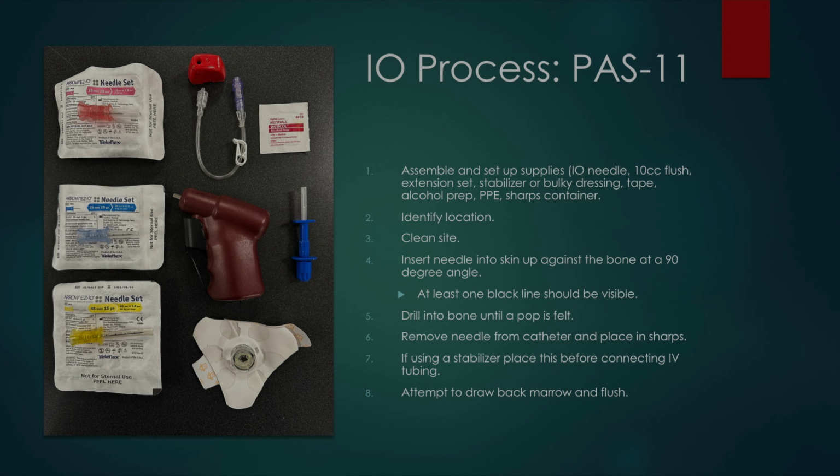Activate the drill and advance the needle into the bone until a distinct pop is felt, indicating entry into the medullary space. Remove the stylet and immediately place it in the sharps container. If a stabilizer is used, apply it before connecting IV tubing. Attempt to aspirate marrow, then flush the line to confirm patency.